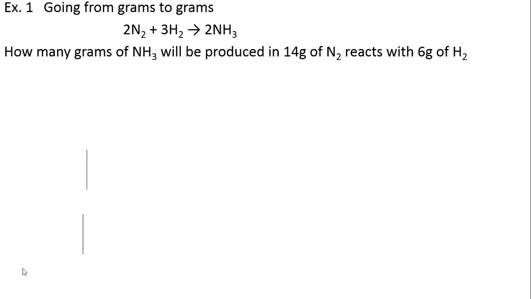Alright, so let's look at the first type, going from grams to grams. So we have a balanced equation, N2 plus 3 H2 produces 2 NH3. So the question is, how many grams of ammonia will be produced if 14 grams of N2 reacts with 6 grams of hydrogen? Notice that they're giving a mass of 2 chemicals, and we're trying to go to another chemical, which is the product, ammonia. So this is a limiting reactant question. There are 2 given amounts of chemicals, so you need all 4 steps.